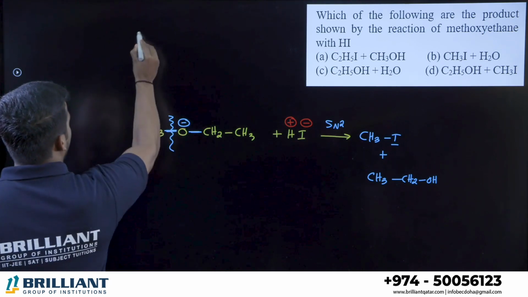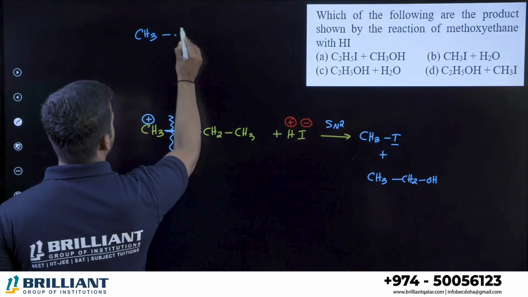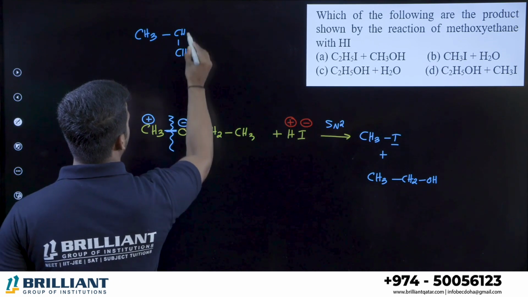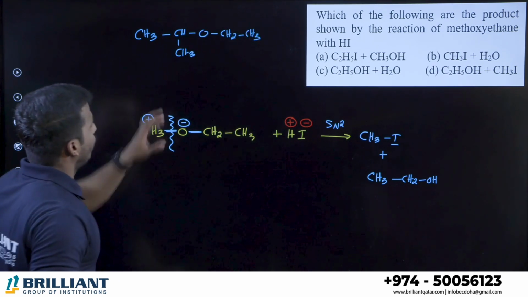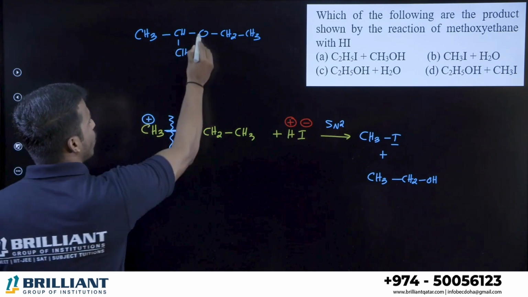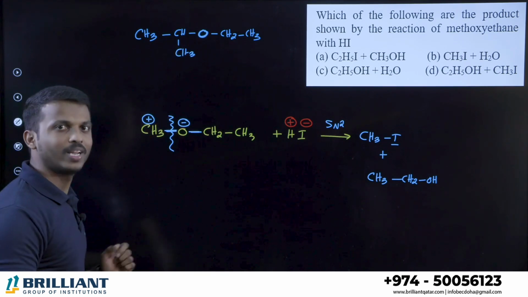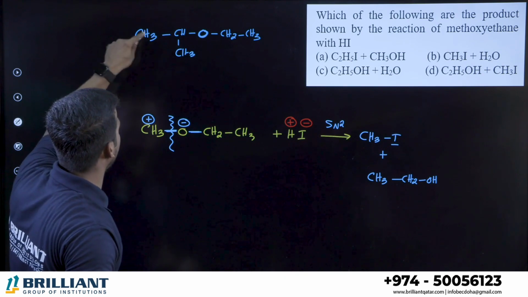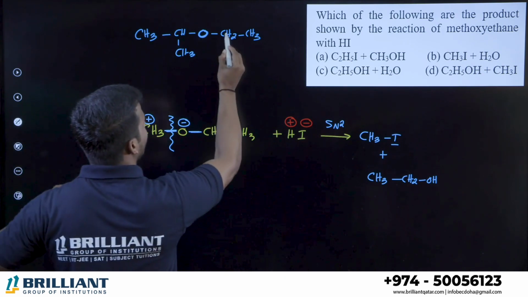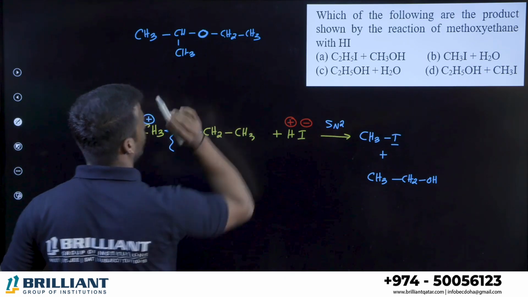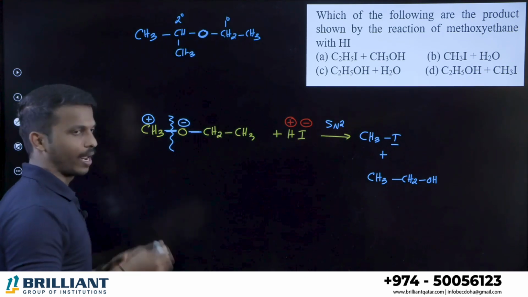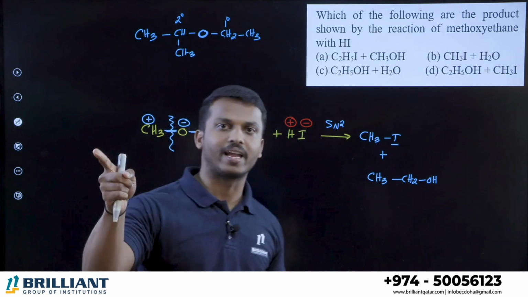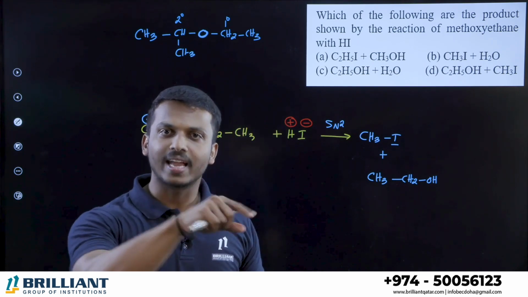For example, I'm taking CH3, CH, CH3, O, CH2, CH3. Which group is present on the left side of this oxygen? A secondary group. What is secondary? The carbon connected to 2 carbons, secondary. Here it is connected to primary. This carbon is connected to 1 carbon, primary. In these cases also, primary, secondary.